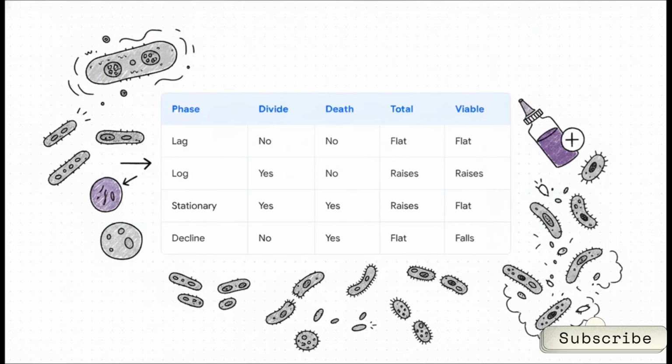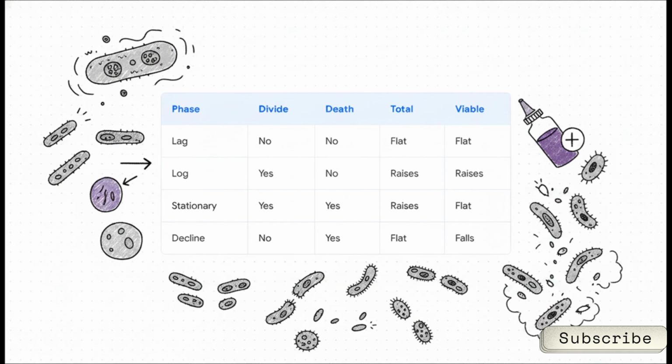Now let's quickly break down those LLSD phases. Think of this summary as your ultimate exam cheat sheet. In the lag phase, bacteria aren't dividing quite yet. They're just getting ready, building up enzymes, and reaching their maximum size. Then comes the log phase, where explosive exponential division happens. And here's a huge MCQ tip. The log phase is the absolute best time to perform a gram stain. Why? Because the cells are highly biochemically active, smaller, and they take up the stain uniformly.